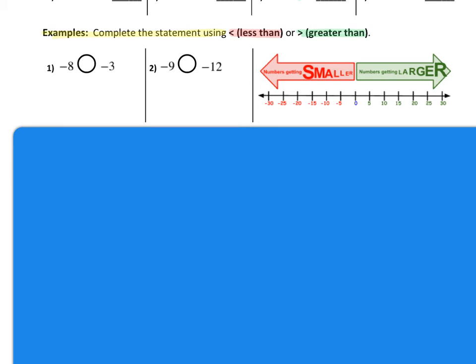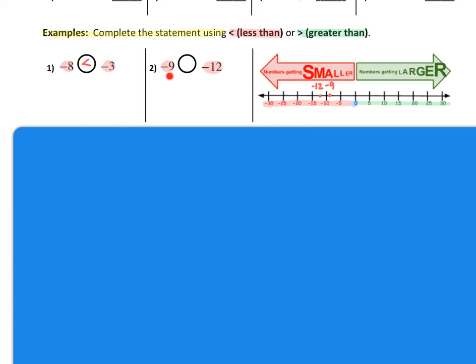So let's actually see how this works. For example 1, you see I've plotted negative 8 on the number line, and I've plotted negative 3 on the number line. If you notice, they're both to the left of 0, so we're comparing two negative numbers, and we're trying to figure out which one is smaller. Well, negative 8 is further to the left, so that means negative 8 is less than negative 3. So we're going to use the less than symbol for number 1.